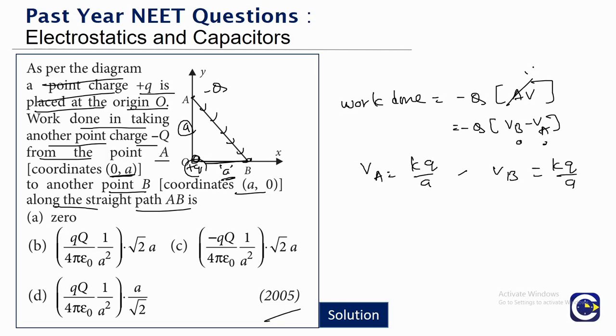So delta V will be 0. Since delta V is 0, the amount of work to be done in moving the minus q charge from A to B will be equal to 0. So the correct answer for this is: the work to be done will be 0. Correct answer is option A.